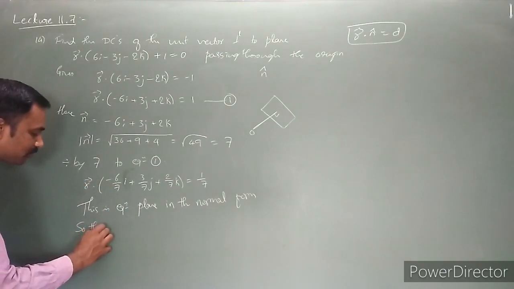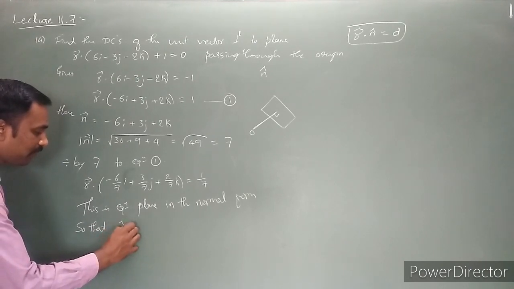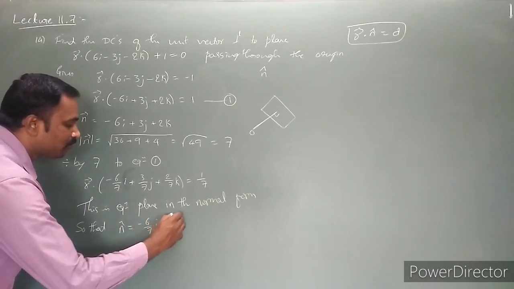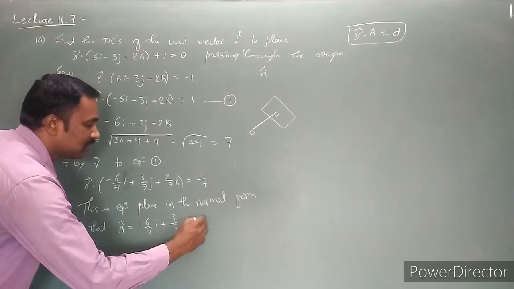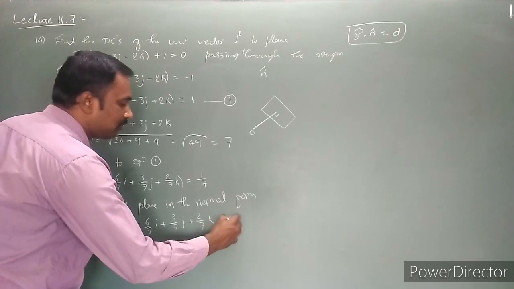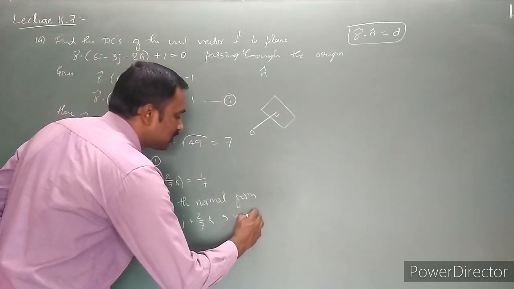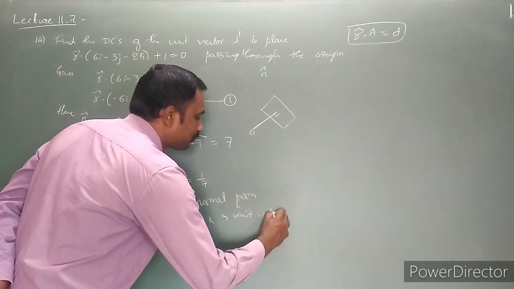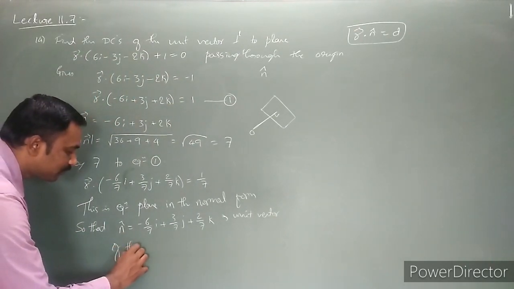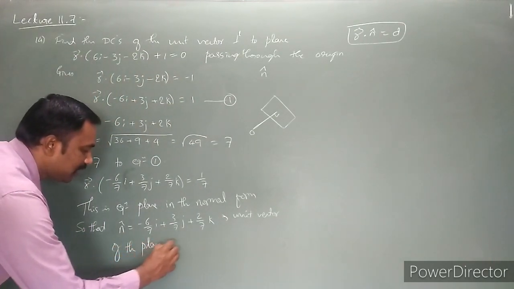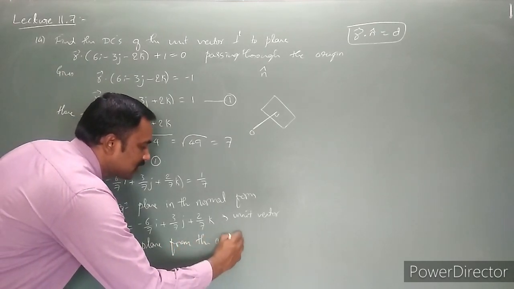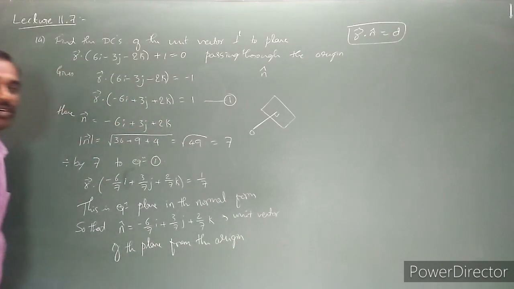So what is the n cap value? It becomes minus 6 by 7 i plus 3 by 7 j plus 2 by 7 k. What is this? This is the n cap, nothing but the unit vector of the plane from the origin.